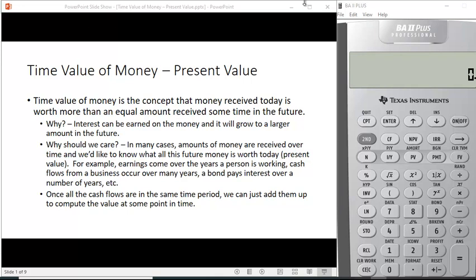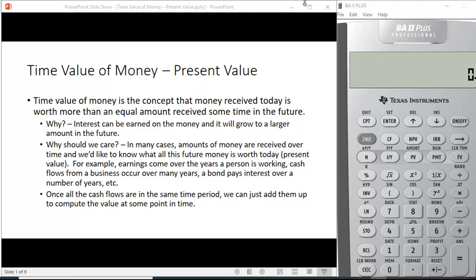I want to discuss the concept of time value of money. Specifically, I want to talk about what we refer to as present value. Now, time value of money is the concept that money received today is worth more than an equal amount received sometime in the future. Why is that? Well, because interest can be earned on the money and it's going to grow to a larger amount in the future. So we want to find the relationship between money today and money sometime in the future.